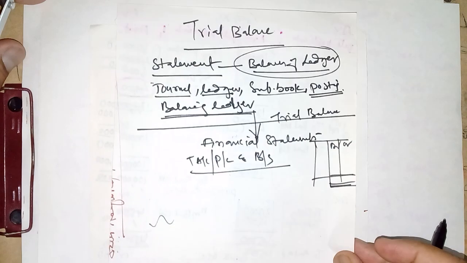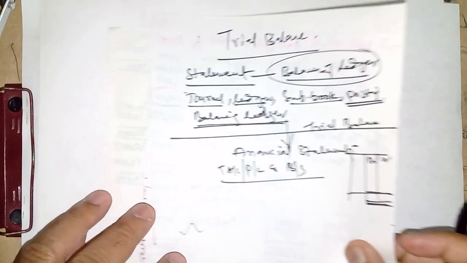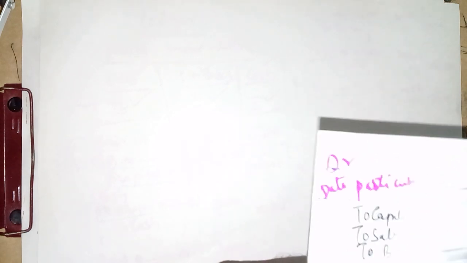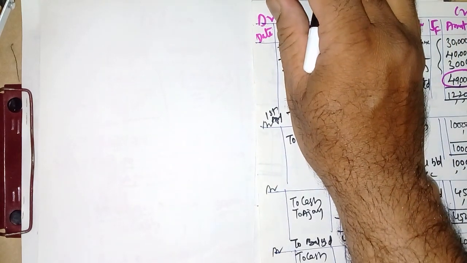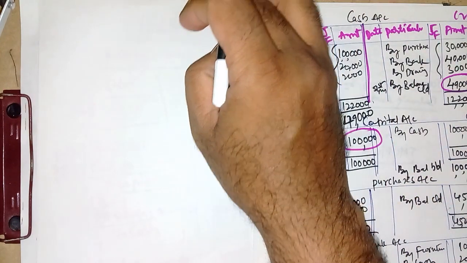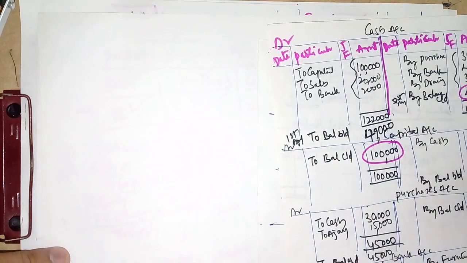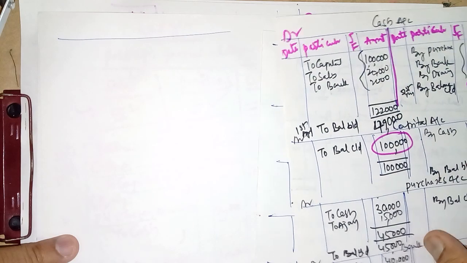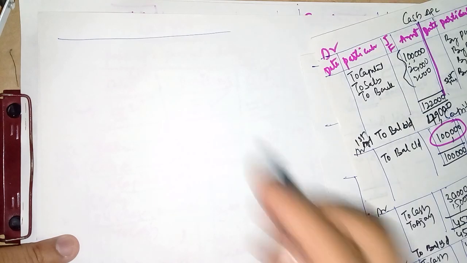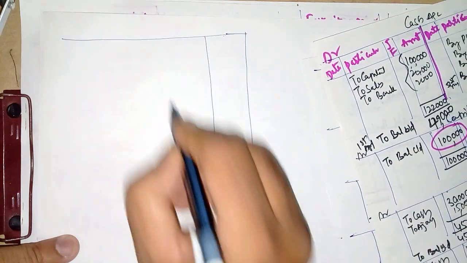Now, how to prepare this trial balance? In the earlier video, I explained the ledger, and I prepared some ledgers also with the help of journal. And as I told you, it is a statement of ledger balances. So with the help of these ledger balances, we will prepare the trial balance. As I told you, trial balance is a statement. There is no specific procedure like a ledger account or any account. It is a statement containing the debit and credit.